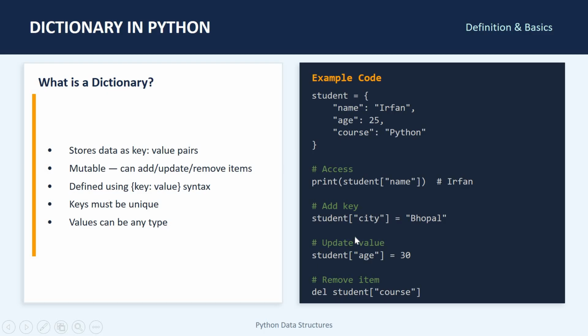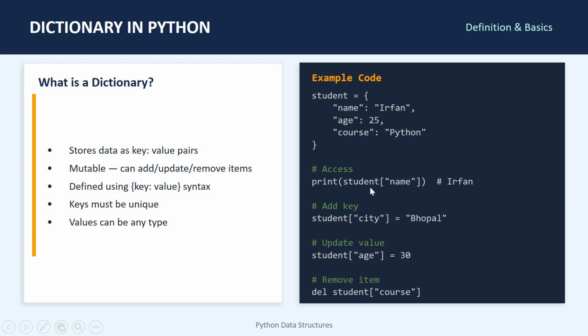Now update the value. If you want to add a key, we are simply adding the new key, student city, like that, right? And if you want to update the value, we can update it using student age equal to 30. To remove, we have to use the del keyword. The del keyword is used to remove the element, and it takes the key only. So course can be removed from there.